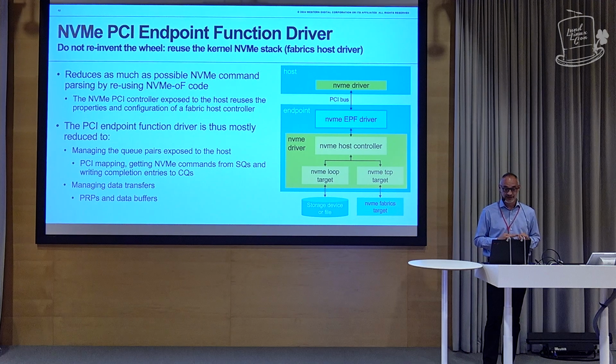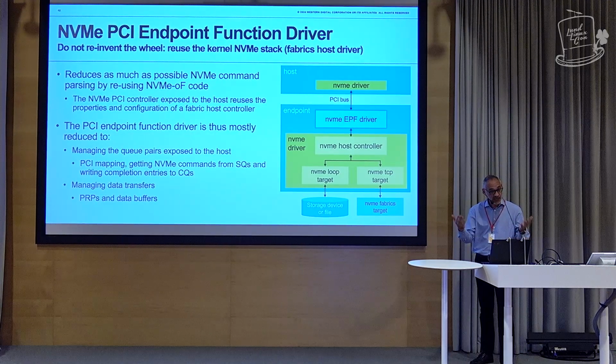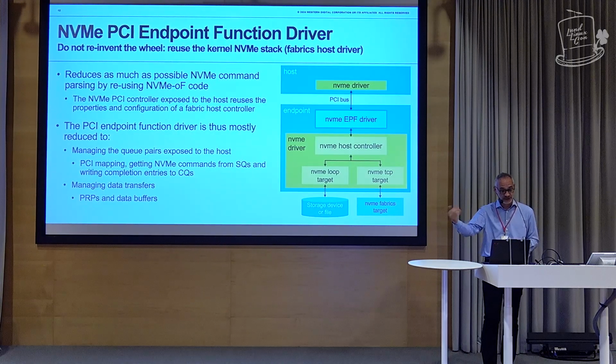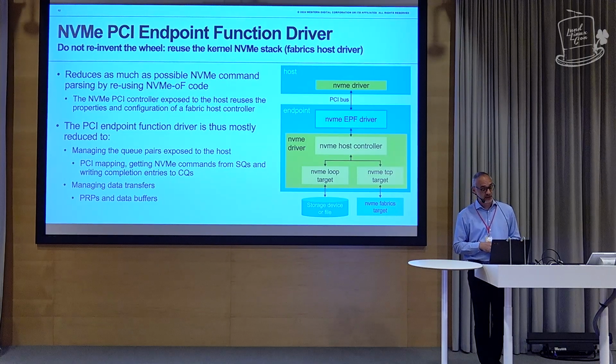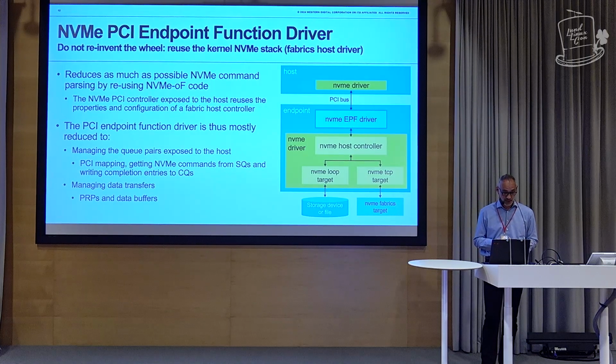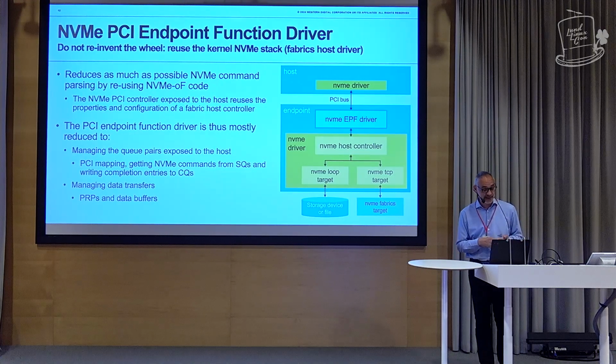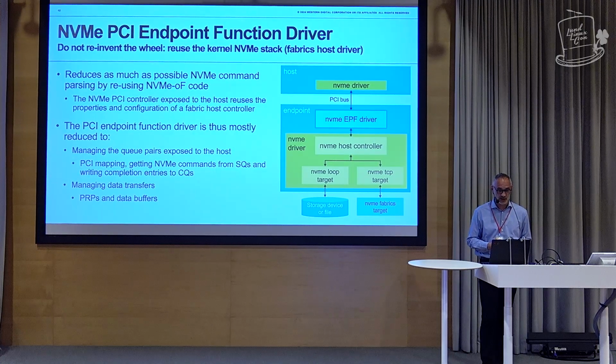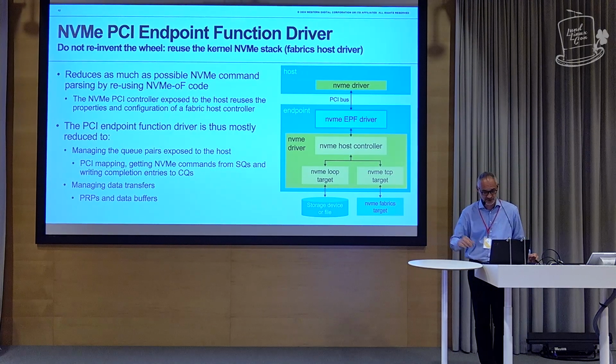All that the function driver does is essentially create the I/O queues that we expose over PCIe, that the host can then use to submit commands and get completions from. And the other thing that the driver does is managing the data transfers, because that's not done by the NVMe host controller. Well, it is done, but in a different manner, not explicitly through a PCI mapping that the Fabrics host controller is not aware of.